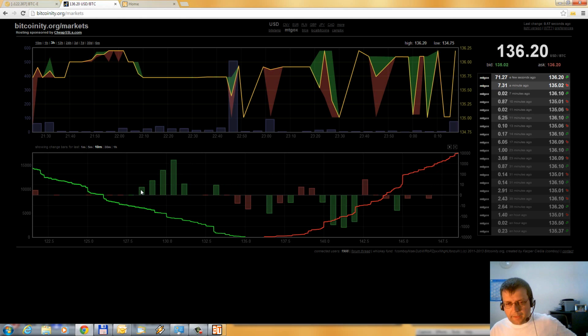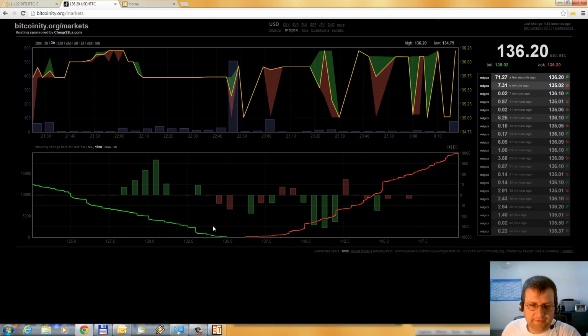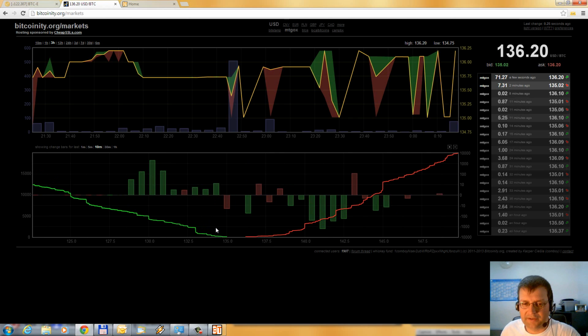The market on Mt. Gox has these walls, and huge walls are dependent on the Bitcoin exchange you are looking at. So 1000 Bitcoin is a huge wall on Mt. Gox because Mt. Gox has high trading volume, same as Bitstamp.